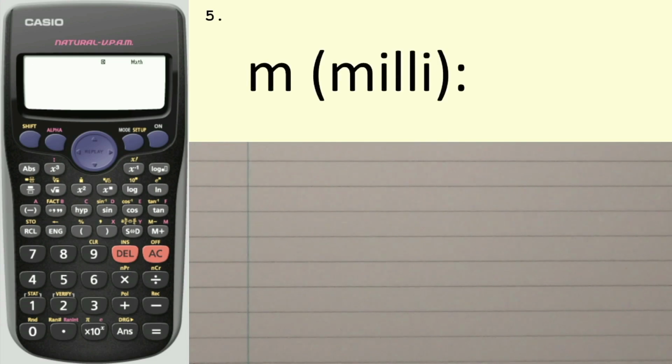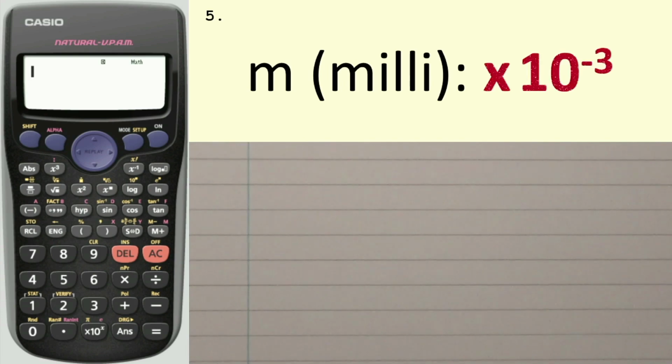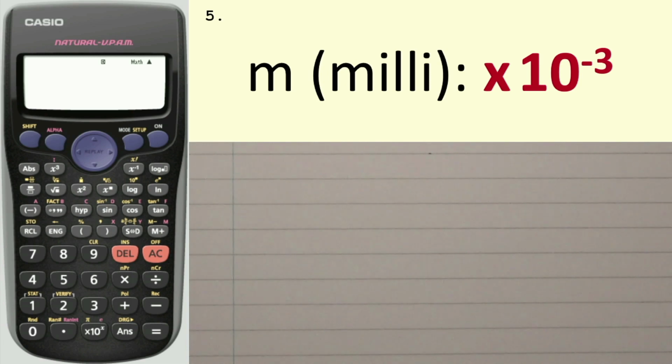Number 5, we've got milli, and this is the last one before we look at some example questions. Milli is, of course, times 10 to the power of negative 3. So, as I said, we now have 5 questions coming up where the prefixes are, of course, incorporated into the question. Let's have a look at them.